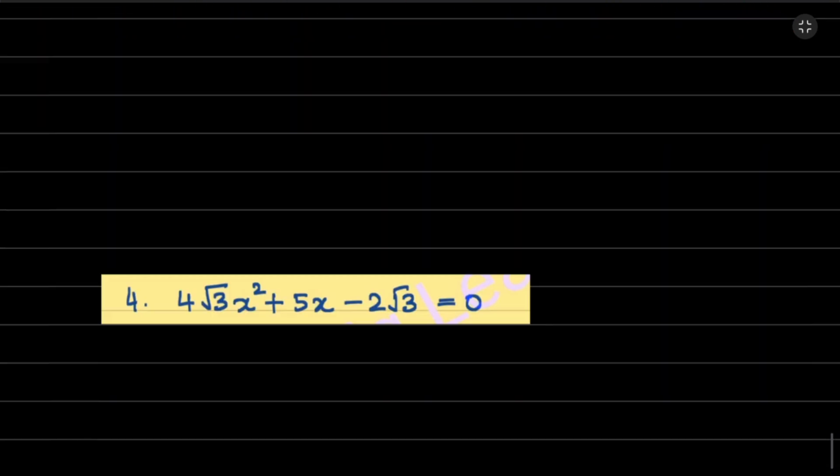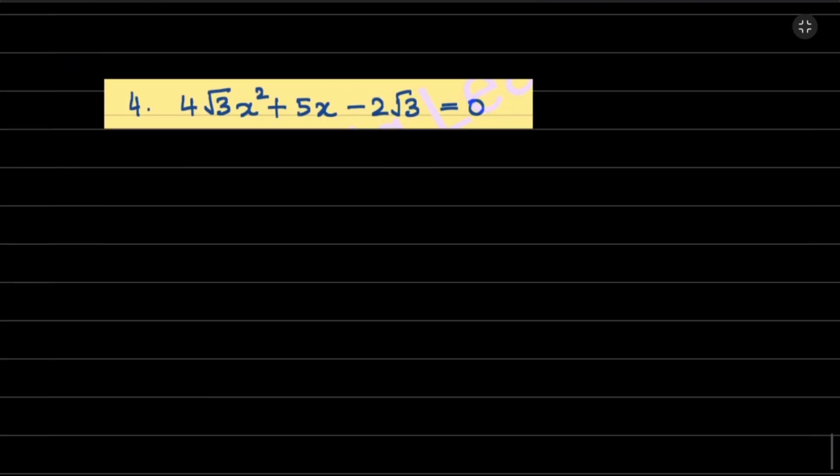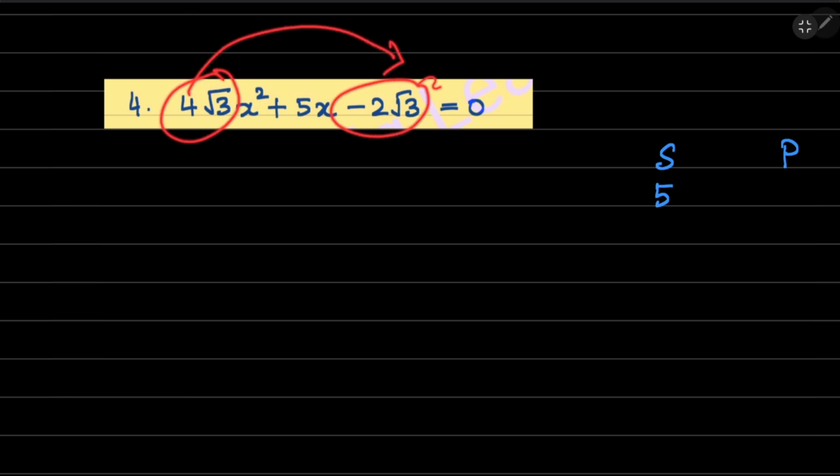Let's move on to the fourth question. 4 root 3 x square plus 5x minus 2 root 3. We have to use the same method. So when you compare it, take your sum and your product. Sum is nothing but plus 5. Product is nothing but a into c. What is that? 4 root 3 multiplied by minus 2 root 3. So 4 2s are 8, 8 3s are 24, and there is a negative sign. So minus 24.